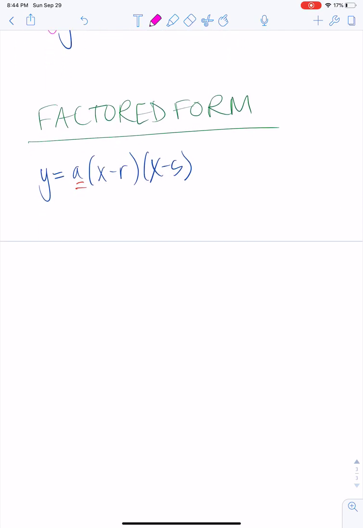Lastly, factored form is nicely called factored form because this looks like a factored quadratic, because it is a factored quadratic. My r and my s values are my x-intercepts here. So we can set this equal to 0, x minus r is equal to 0 and x minus s is equal to 0, and that will give me my roots. I also know that exactly halfway between r and s, so (r plus s) divided by 2, will give me the x coordinate of my vertex as well. That's a little information about these three forms and what they look like.